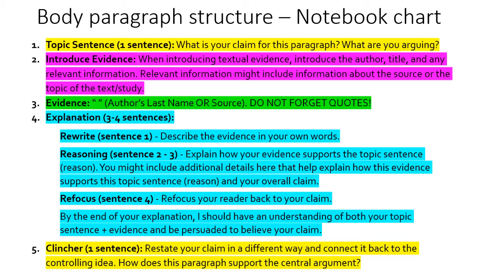Today we're going to focus on the explanation part of your body paragraph. So we're going to be doing this, the blue part. We're going to be learning how to rewrite, reason, and refocus your reader on the evidence that you have used to support the claim in this paragraph. And finally, we're going to look at how to write your clincher sentence.